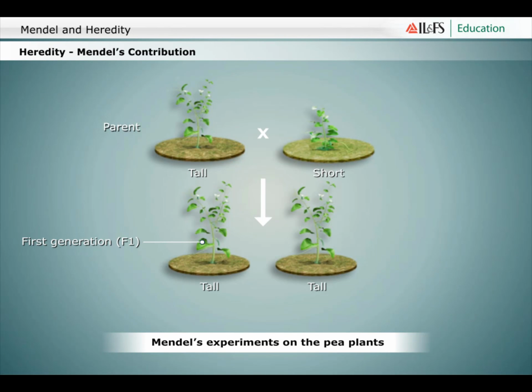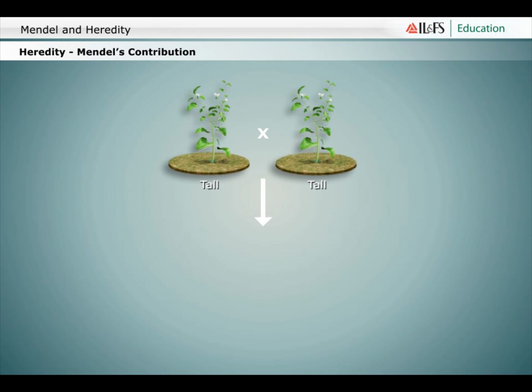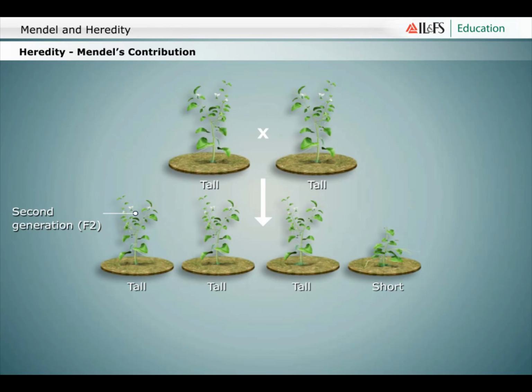Let's see. Mendel took these F1 tall plants and allowed them to reproduce by self-pollination. What is the interesting pattern that you observe here? In the second generation, or F2, all the plants are not tall. 1/4 of them is short. However, no short plants were crossed. This indicates that both the traits, the tallness and the shortness, were inherited in the first generation, but only the tallness was expressed.